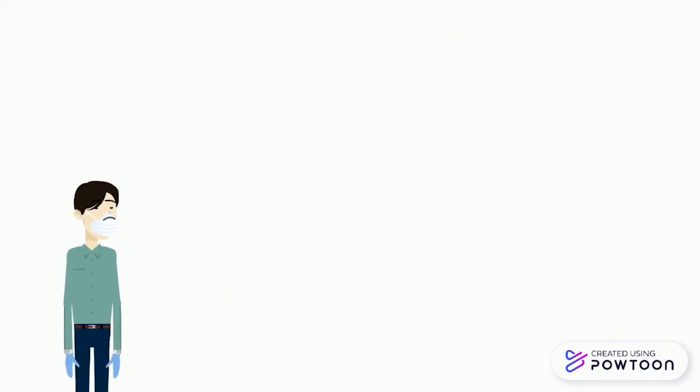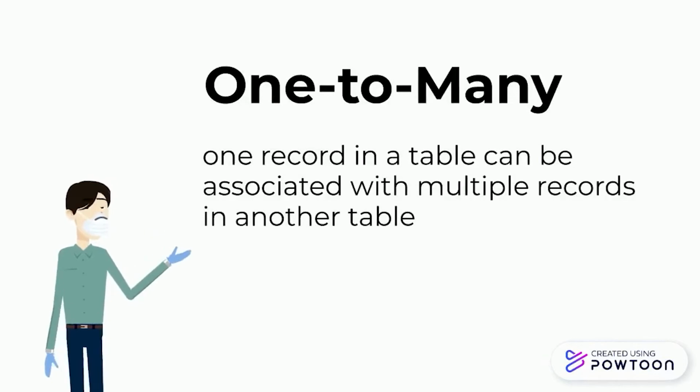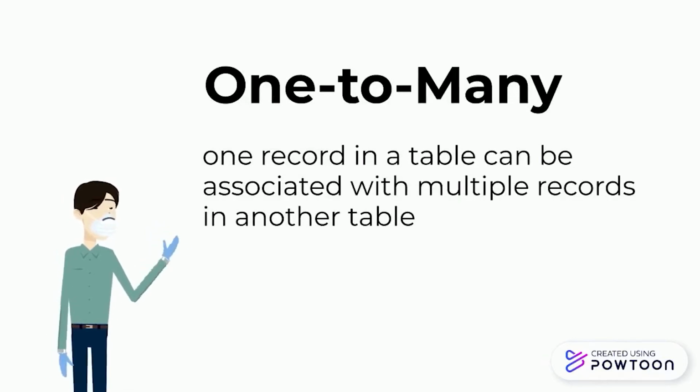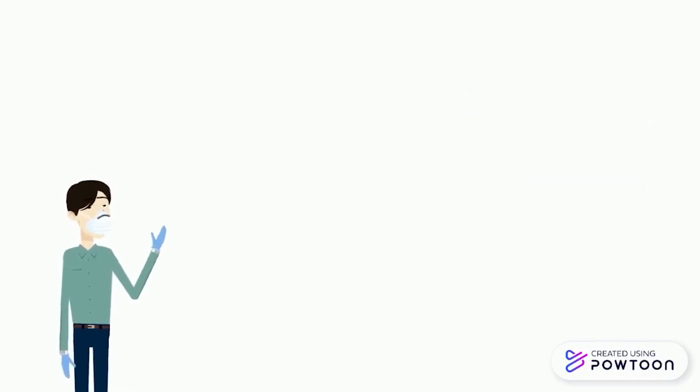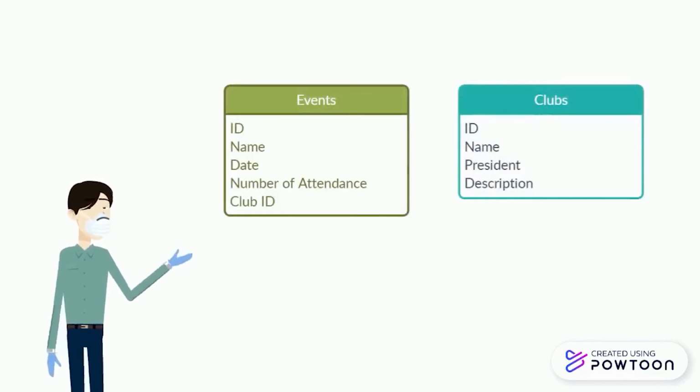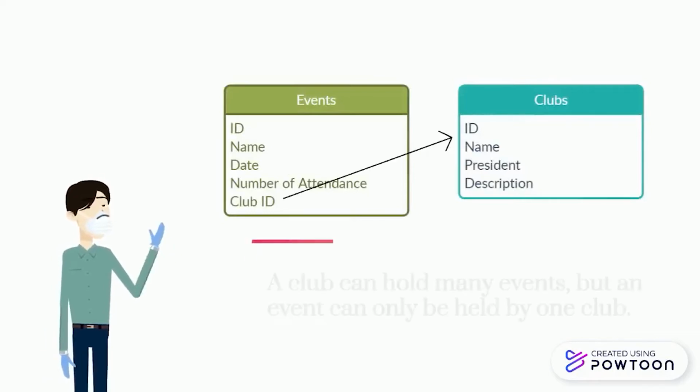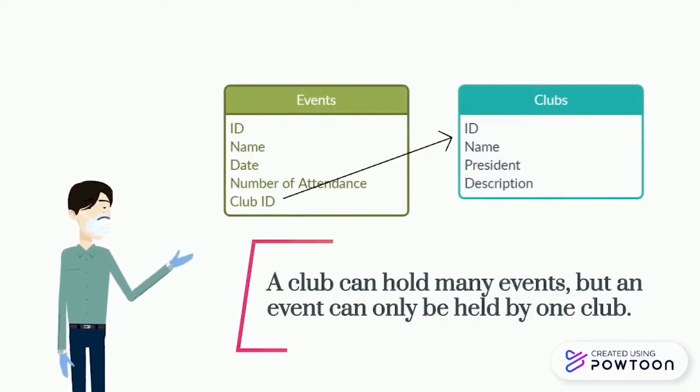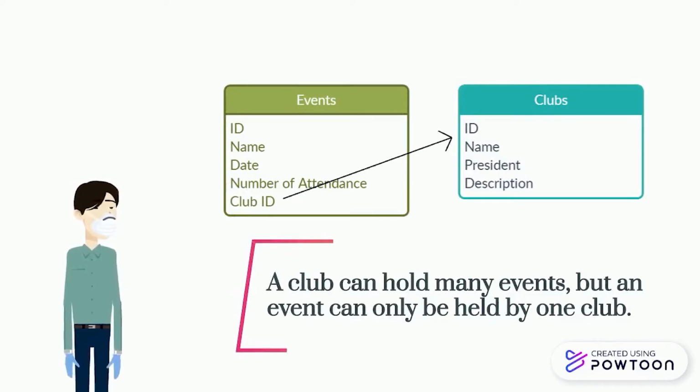One-to-many. One record in a table can be associated with multiple records in another table. Let's take a look at this example of tables for the events and clubs. A club can hold many events, but an event can only be held by one club.